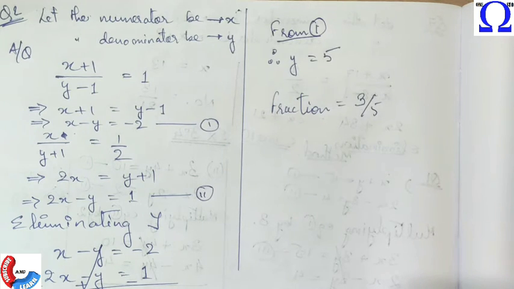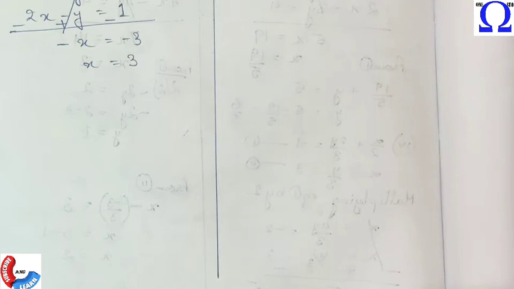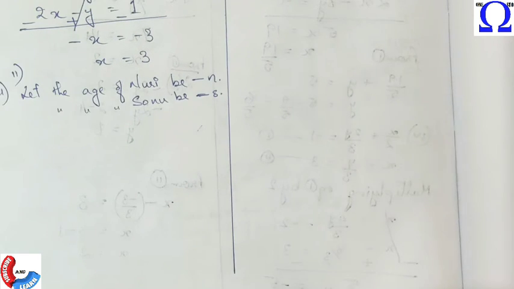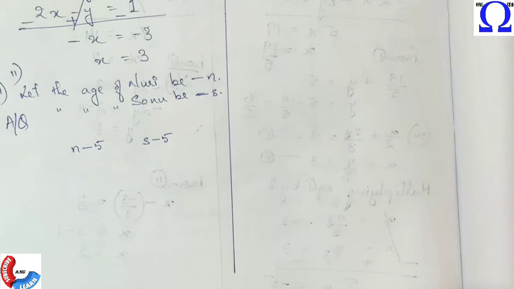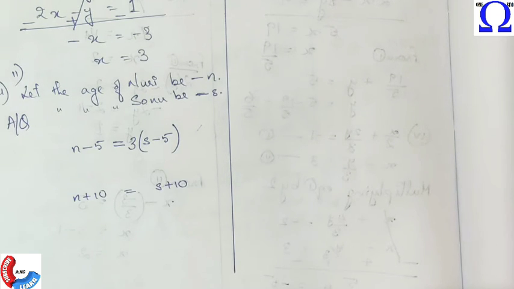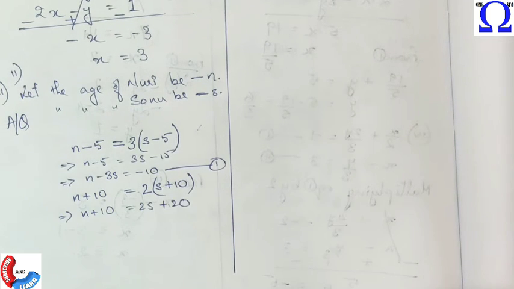Okay, now the second part is the question of ages. I have taken the age of Noori be n and that of Sonu be s. Now according to the question, 5 years ago Noori was thrice as old as Sonu. So thrice of Sonu is equal to Noori. And in the next part, 10 years later Noori will be twice as old as Sonu. Therefore twice of Sonu is equal to Noori. Simple. This is our first equation and this is our second equation.